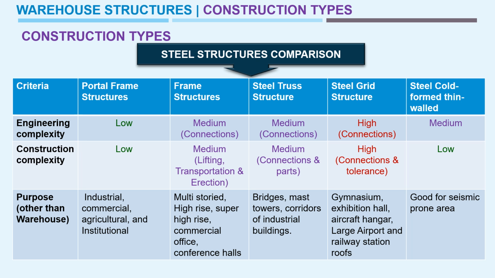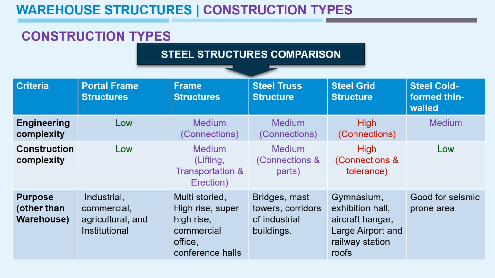And purpose other than warehouse. Portal structures can be used for other purposes like industrial, commercial, agriculture, and institutional. Whereas frame structures can be multi-storied, high-rise, super-rise commercial buildings, and also offices and conference halls; bigger or multi-storied conference halls are also possible with frame structures. With frame structures, we can lift many floors based upon the bearing capacity of the soil and the functionality requirement.